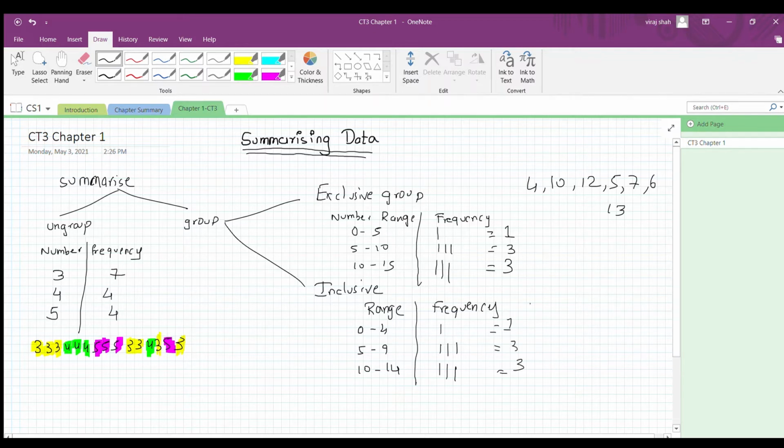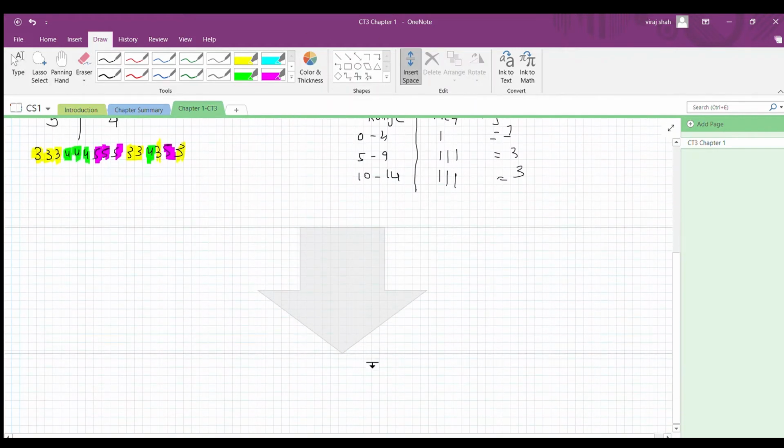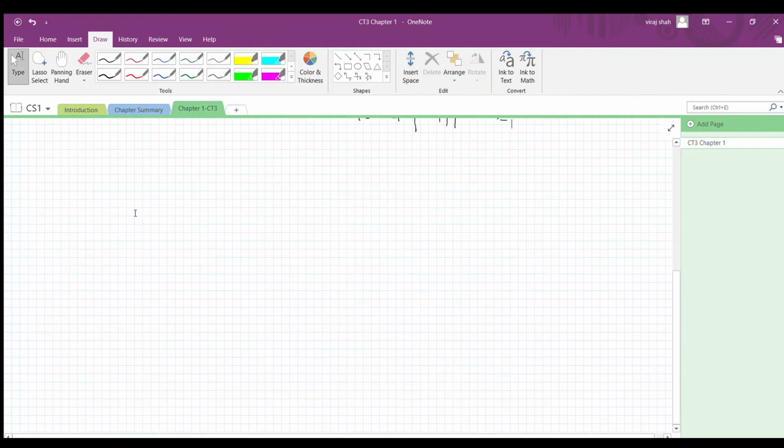So yeah, this is what summarizing data exactly means. We summarize data into two parts, that is grouped and ungrouped. Ungrouped is just a single number. Grouped is specified into exclusive or inclusive. So that's how it's done. We will also look at several diagrams and everything.